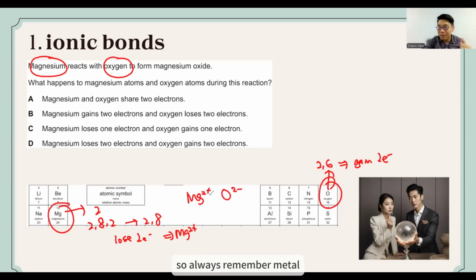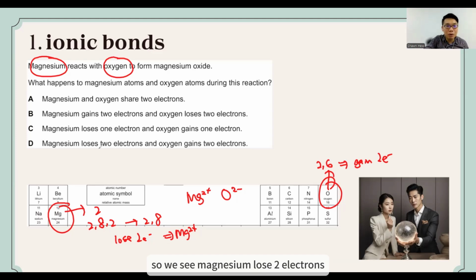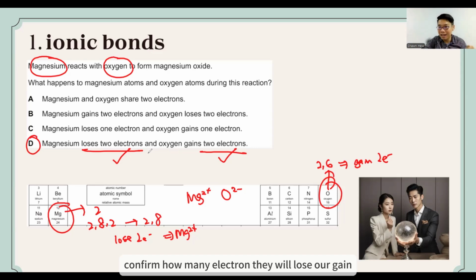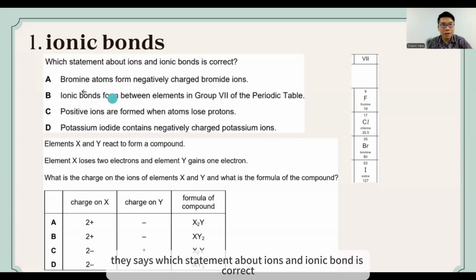So always remember, metals will lose electrons, and non-metals will gain electrons. So we see magnesium lose 2 electrons and oxygen gain 2 electrons. You can refer back to the periodic table to double confirm how many electrons they will lose or gain. The next question says, which statement about ions and ionic bond is correct?